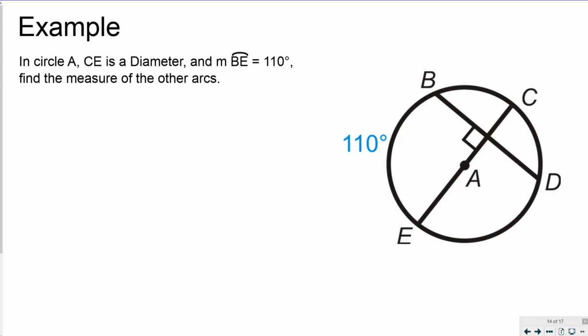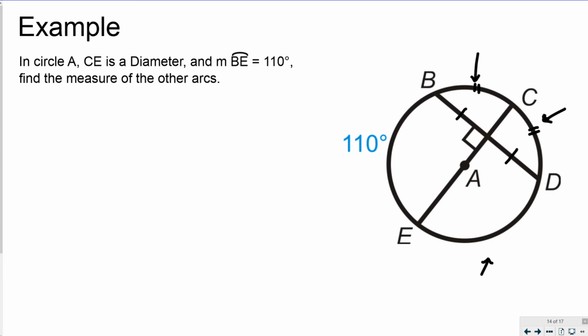Another example here: in circle A, CE is a diameter. So from C to E is a diameter, and the measure of arc BE is equal to 110 degrees. Find the measure of the other arcs. So they're asking me to find the measure of BC, the measure of CD, and the measure of ED. So the first thing that I know is that this and this are congruent, because they're bisected at a 90-degree angle, which means that this up here and this up here are congruent.